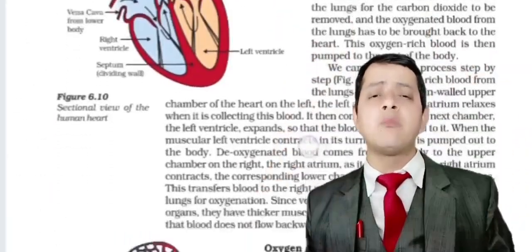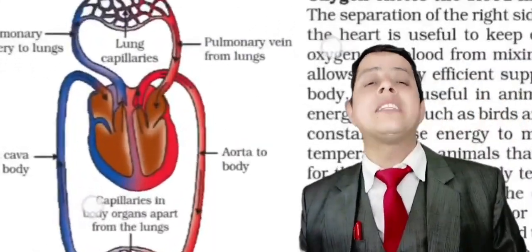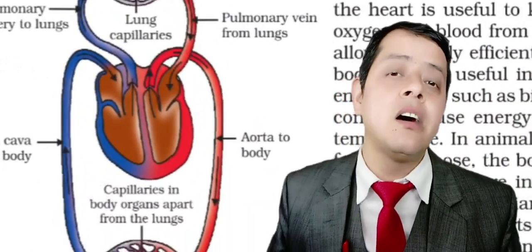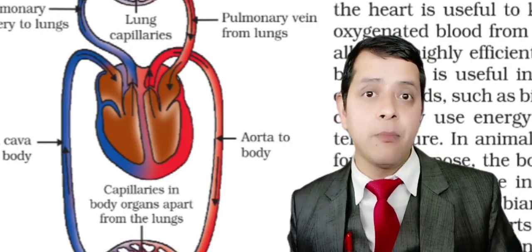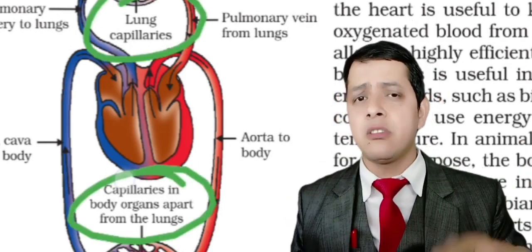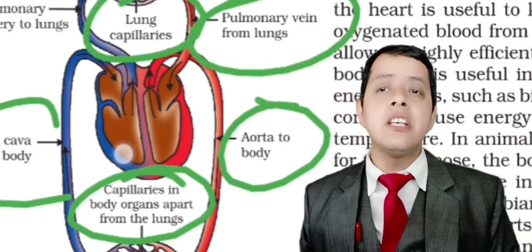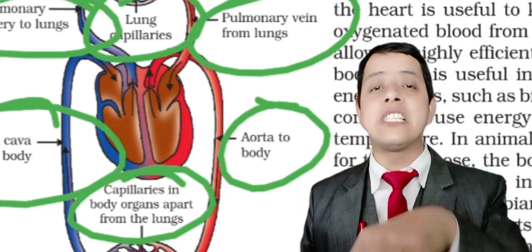We have so many problems like blood pressure and all that. That's because of bad food habits and the environment which is getting polluted day by day. So we should take more care. Okay, so here you can see double circulation is present in the heart.